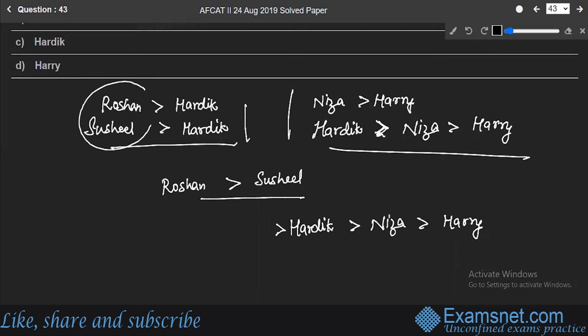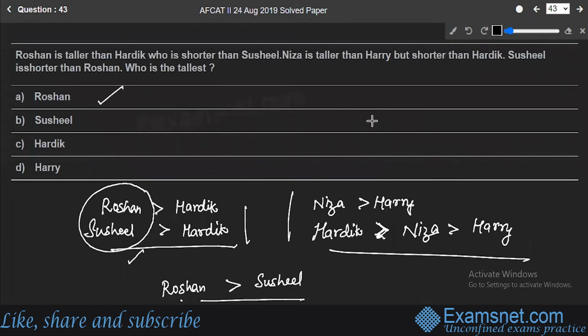Roshan and Sushil, they both are taller than Hardik. If I have to compare between them, Roshan is taller than Sushil. So you can write Roshan is taller than Sushil, and Sushil is taller than Hardik. Hardik is taller than Niza, and Niza is taller than Harry. Now, who is the tallest one? You can clearly see the tallest one is Roshan. So, option A is the answer.